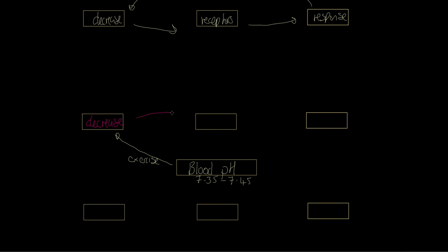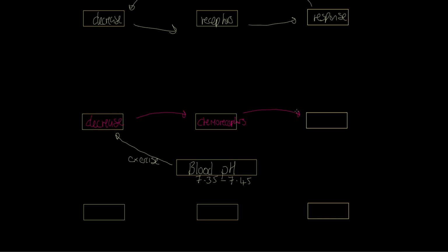This is picked up by receptors. Remember our receptors. So we have chemoreceptors in the aorta and also in the brain, and those chemoreceptors detect a decrease in pH or an increase in acidity levels, and they stimulate some kind of response.